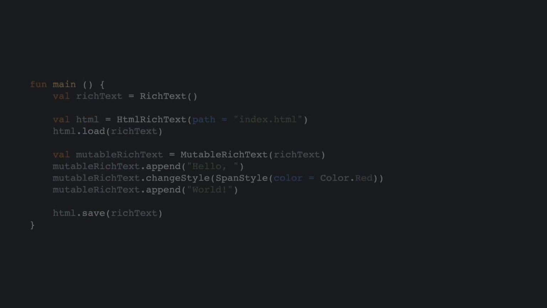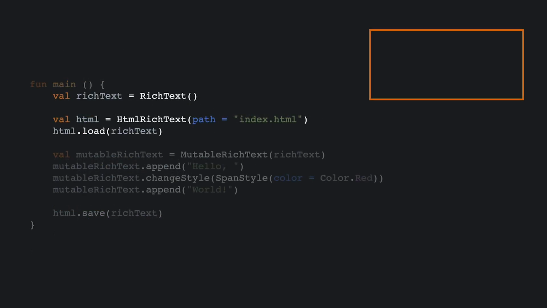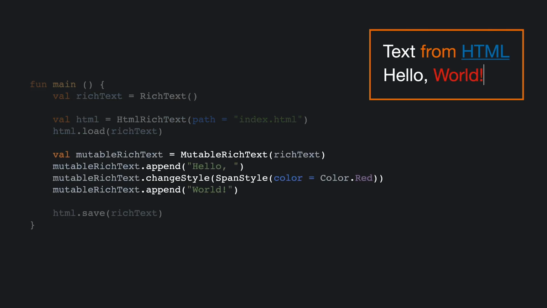Now let's see how we can use all of those classes together. So we will have this main function here, and we first create an empty rich text. Then we have an HTML file called index.html. So we are creating an HTML rich text from that file. Then we are loading the HTML rich text into the rich text variable that we've created using the load method. Then we can create a new mutable rich text from the rich text variable that we already have, and we can apply multiple methods to it.